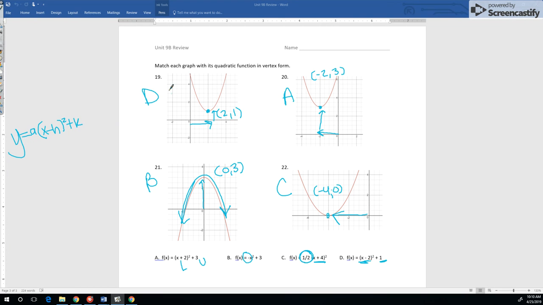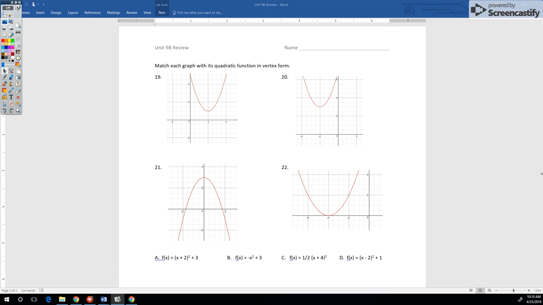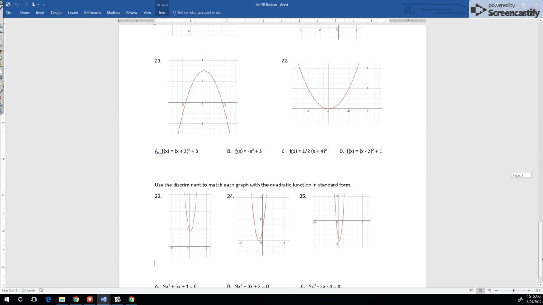Okay. Easy peasy. Now, what you could do is just graph these all in your calculator and match it, but that takes a lot of time. If you know your transformations, it's really fast.